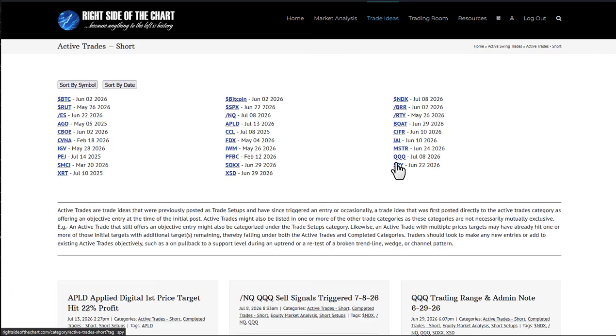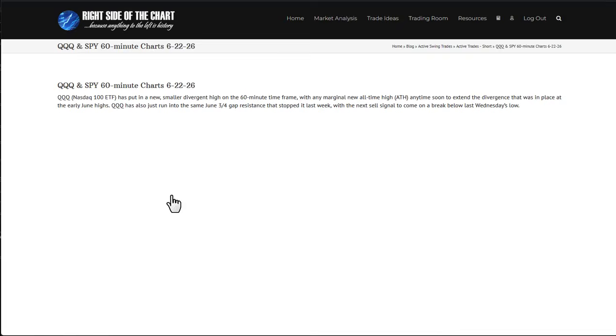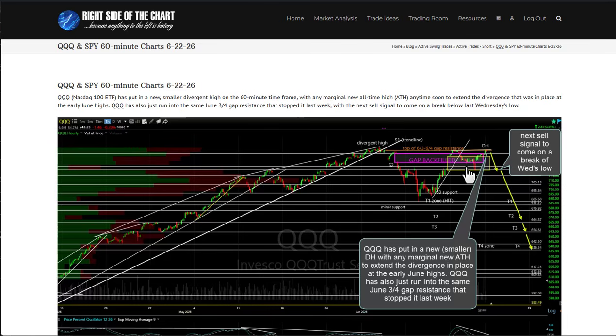So when you click on SPY and you go down here under the active trades category, it was this update I gave you on the 22nd of June. I updated QQQ. We were right at the recent highs. Remember, this was our initial sell signal. And I told you this is what I do, and this is why I say a lot of swing trades are micromanaged with multiple entry points, multiple exit points. So we put in a new divergent high, had arrows going down here, and that's still what I maintain, with the next sell signal to come on a break of Wednesday's lows.